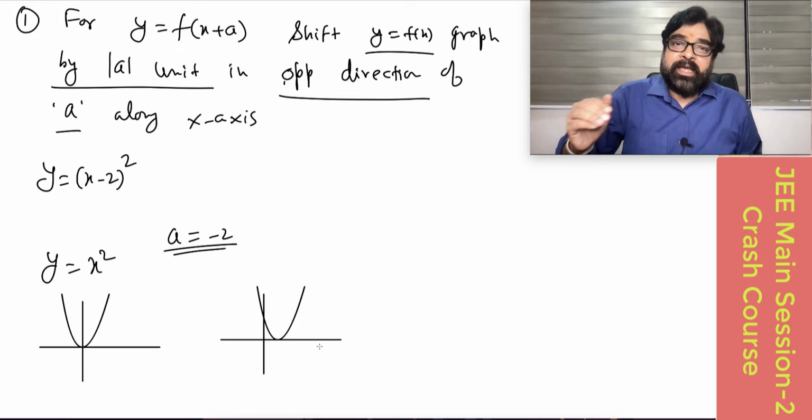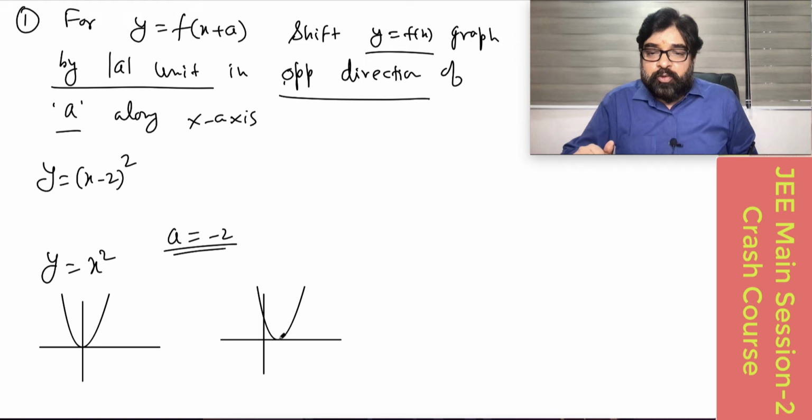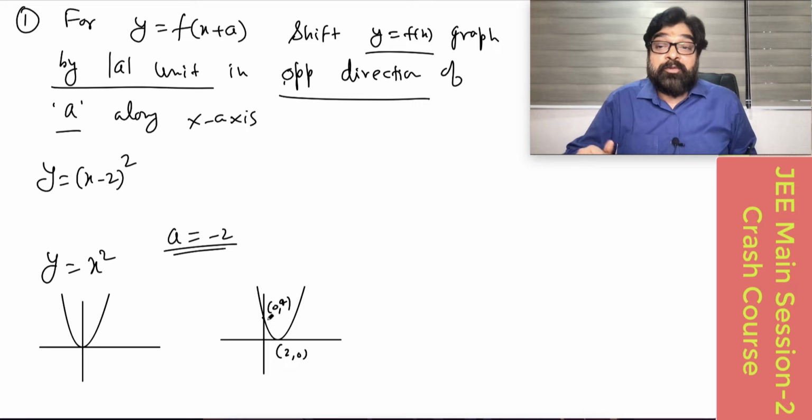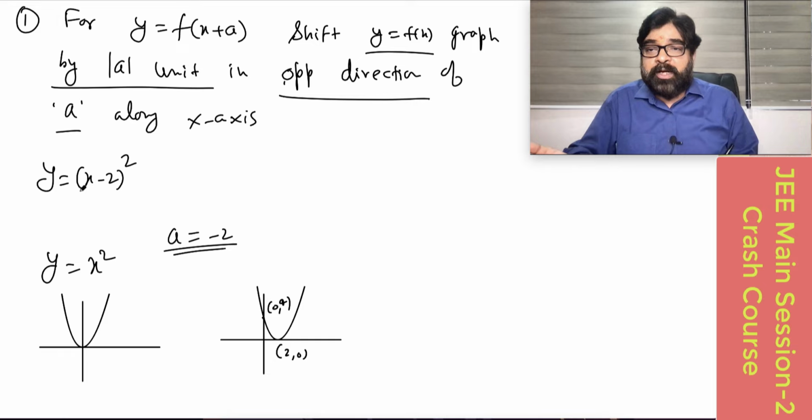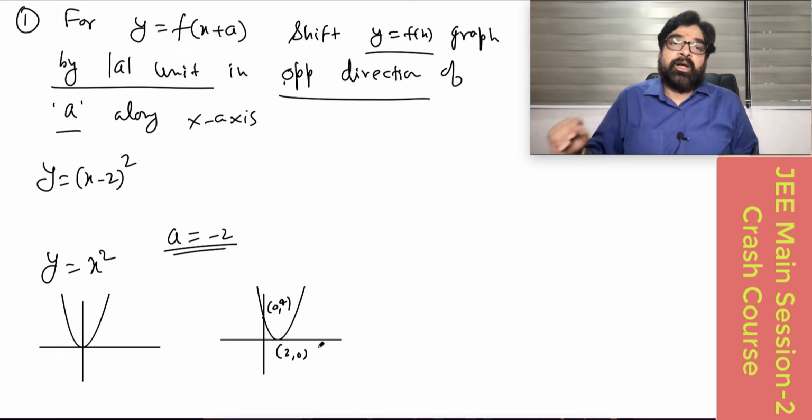Yeah. No need of a scale and all. Simply shift it here. That's all. So, this 2 unit is shifted. This is coordinate 2 comma 0 and this coordinate 0 comma 4. How to get this coordinate 0, 4? Substitute x equal to 0 here, the y equal to 4 will come, so 0, 4. To get this coordinate, put y equal to 0 here, the x equal to 2 will come, so 2 comma 0. Understood?